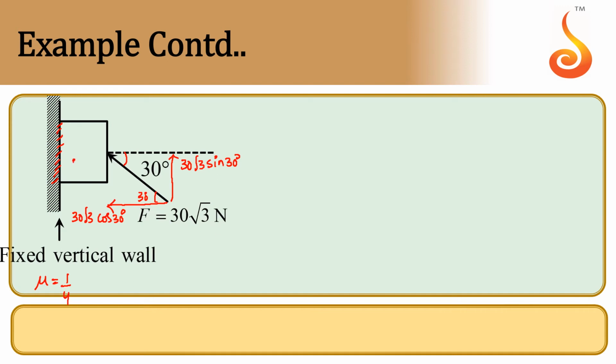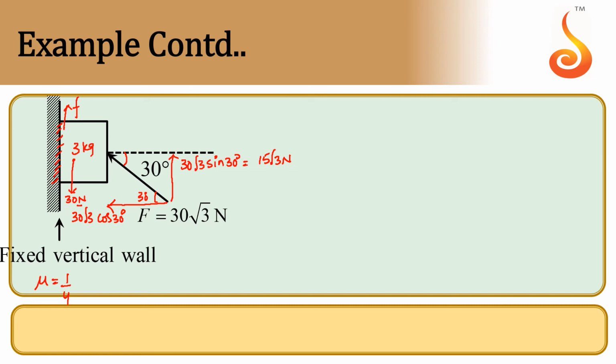But its own weight will act downward, the mass being 3 kg. Therefore 30 newtons will act in the downward direction. So the upward force is 30√3 sin 30 and the downward force is 30 newtons. So 30√3 sin 30 will be 15√3 newtons. So 15√3 newtons is lesser than 30 newtons. Obviously the friction will act in the upward direction to keep the block stable.